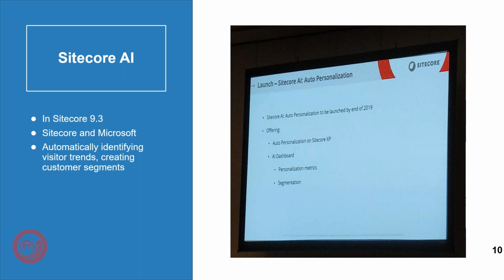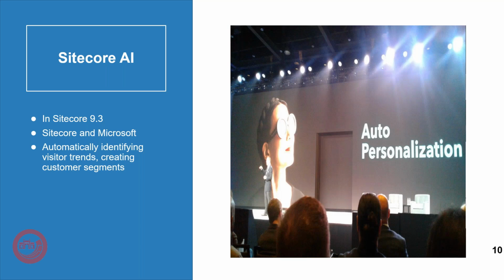And they are saying that Sitecore auto personalization has been launched. It's already in the market; they launched it in December. Auto personalization is there, and they have also created an artificial intelligence dashboard specifically for AI, where you can see the personalization metrics and segmentation which are automatically created.